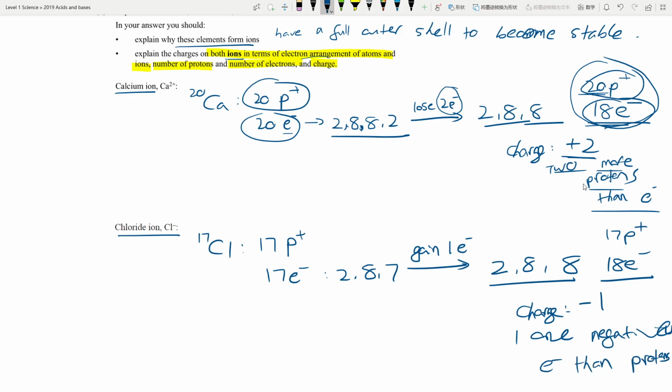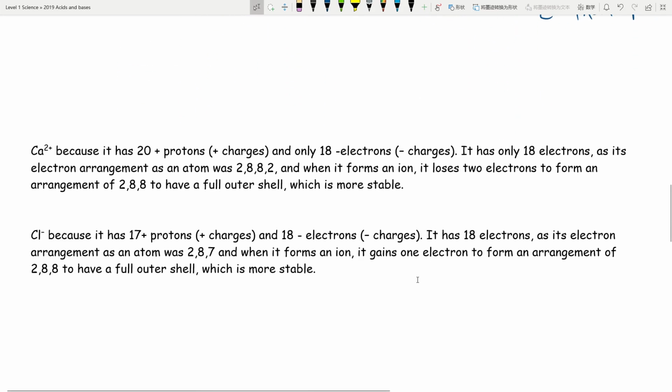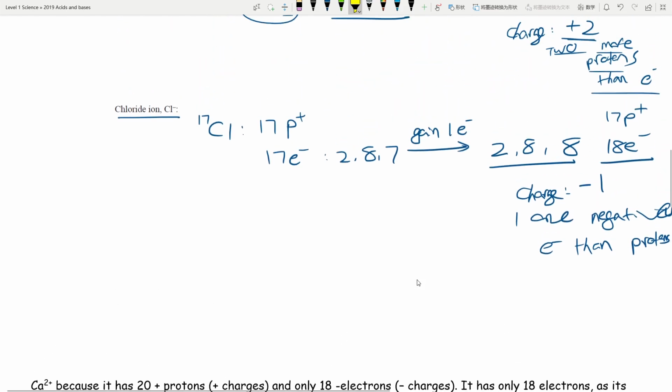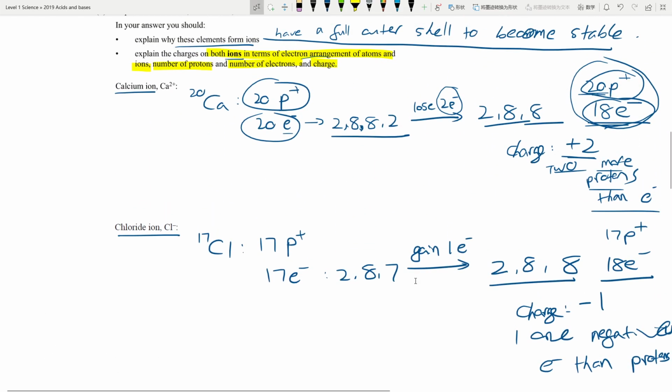And that's your full answer. But make sure you talk about why they form ions, because an ion is when an atom gains or loses electrons to have a full outer shell. And here we go. Okay, so this is more in the paragraph, but this is what I meant. Look at all the writing. You could have done that with the set of diagrams that I've drawn, and it's really clear.